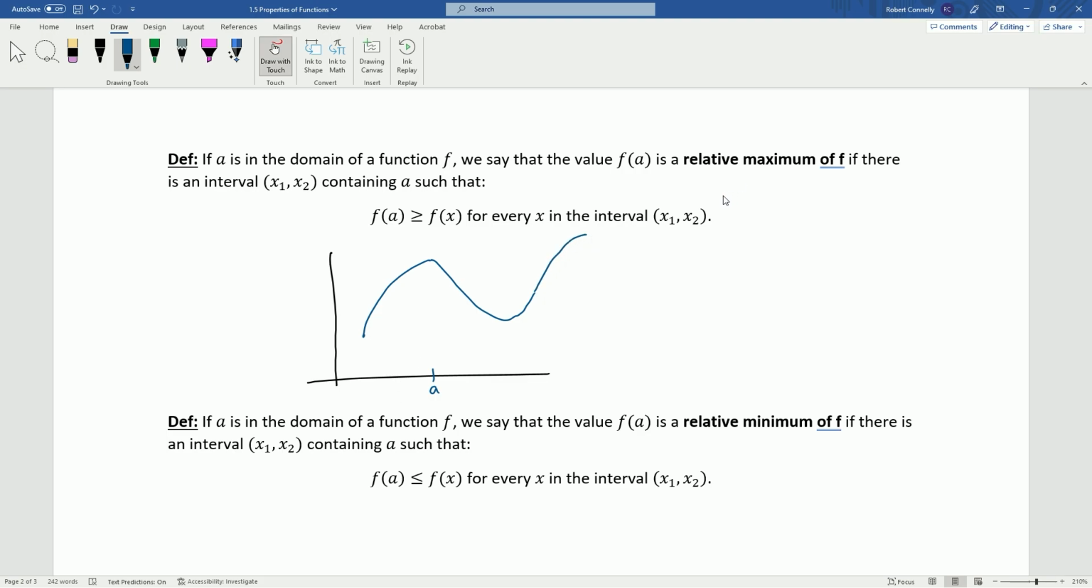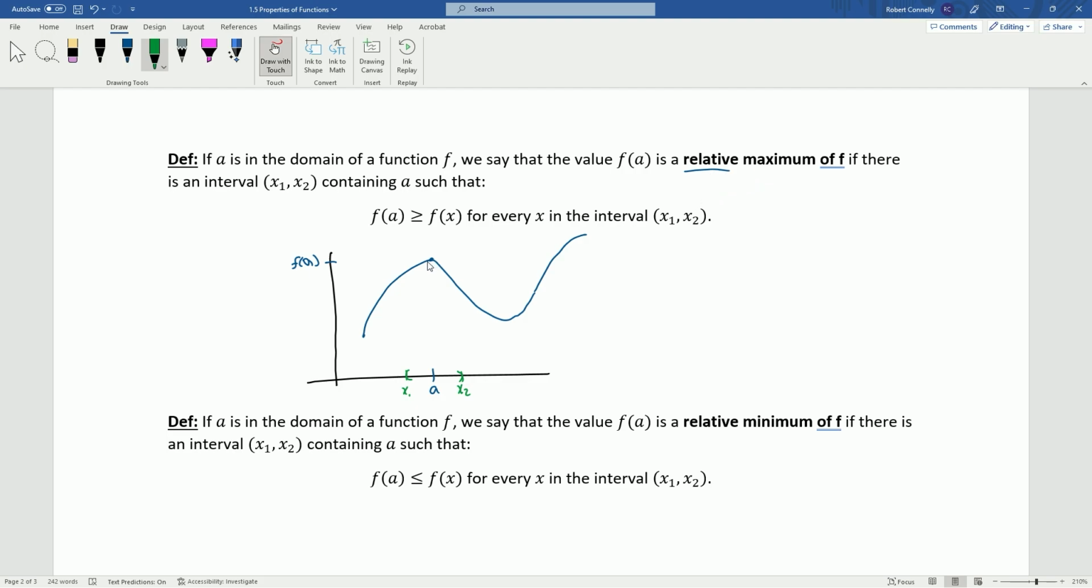The key thing about something being a relative maximum is the word relative. It doesn't say that it's the biggest point on the graph. It says that there's an interval around it where it's the highest point. So if we look at f of a here, that's this y value. If I draw a little interval around here from x1 to x2, then everywhere from x1 to x2, this is the highest point within that domain. So within that restriction, this is the highest point. That makes it a relative maximum.